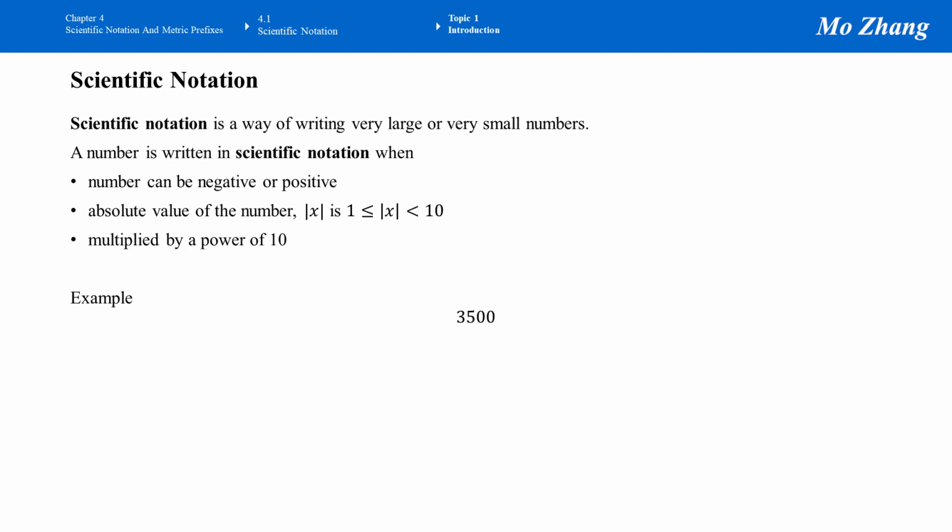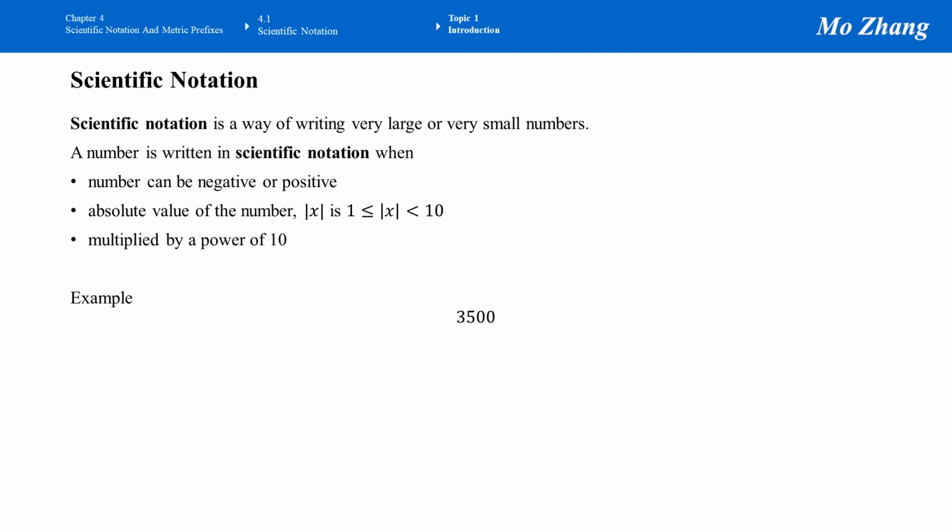Rule number 2: the absolute value of that number must be greater than or equal to 1. That means it can be 1 or greater than 1, and it needs to be less than 10. It cannot equal 10. It can be less than 10. For example, 1.5 is a valid number. 1.8 is valid. 3.4 is good. 10.1 is not a valid number, since 10.1 is already greater than 10.